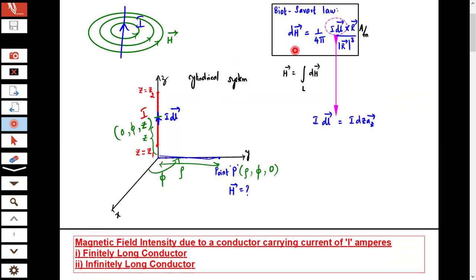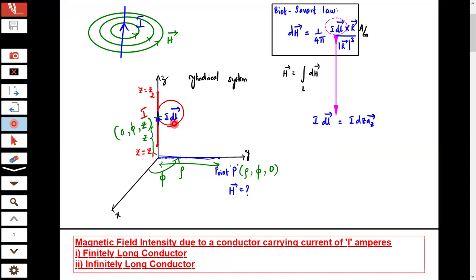And from the Biot-Savart law, we can find the magnetic field intensity due to a current carrying conductor, where I dL cross R divided by 4 pi R cube has to be integrated over the length of the conductor. Since we are first assuming a finite length of conductor, the integration will be with respect to the length variable, that is the z variable, where the lowest limit of z is z1 and the highest limit is z2. That is, the conductor extends from z1 to z2.